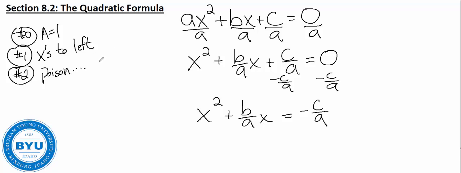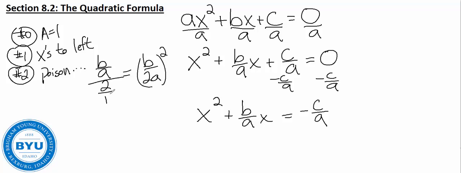To do that, you've got to take the middle term, which is b, divide it by 2 and square it. Now in this problem though, our b is b over a. So I'm going to take b over a, divide it by 2 and square it. Now that might confuse some people. How do you do b over a divided by 2? We'll call 2 over 1 so that it's a fraction divided by a fraction. So then we flip and multiply, and we end up getting b over 2a, and then we have to square it. This is the poison. b over 2a squared is the poison, and we'll need to add it to both sides.